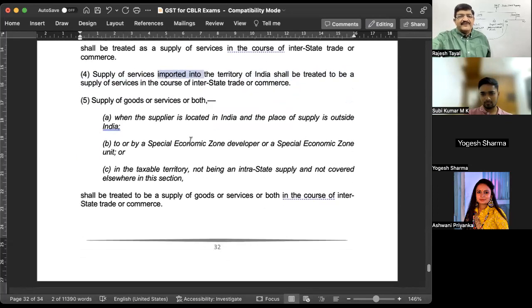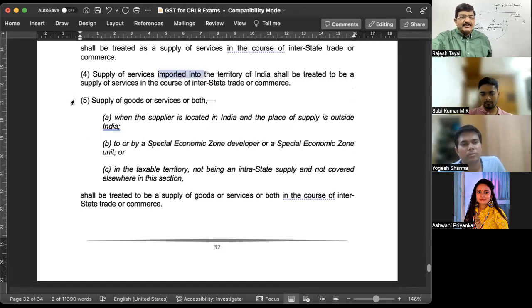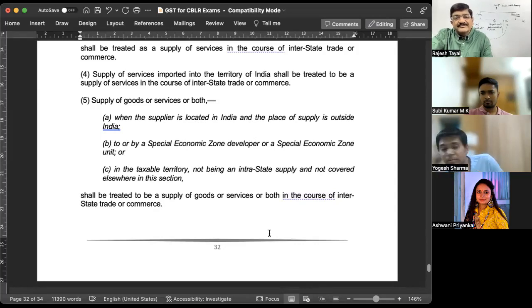Okay. Subsection 5, what does it say? Supply of goods or services or both, when the supplier is located in India and the place of supply is outside India, or to a special economic zone developer, SEZ, etc., or in the taxable territory, not being an intrastate supply and not covered elsewhere, shall be treated as supply of goods or services or both in the course of interstate trade or commerce.